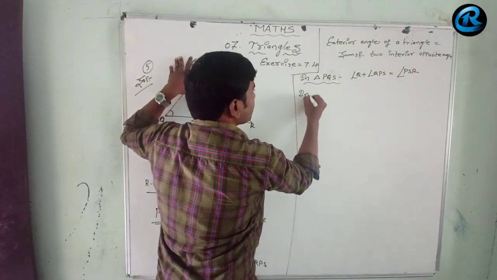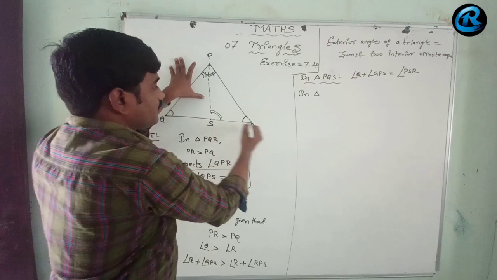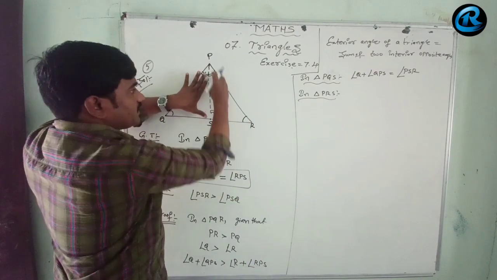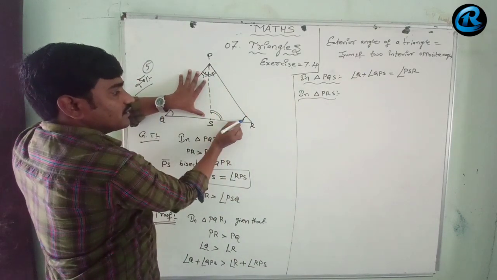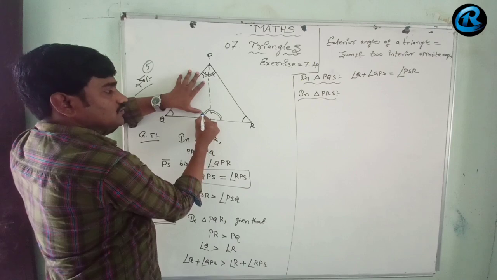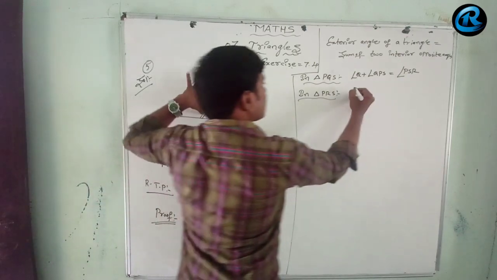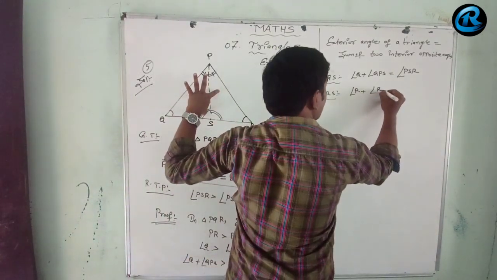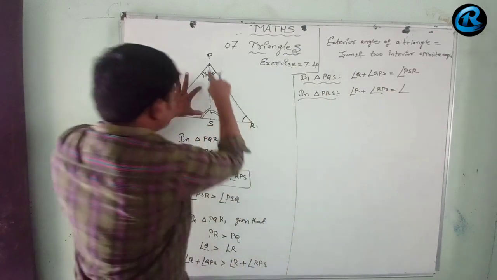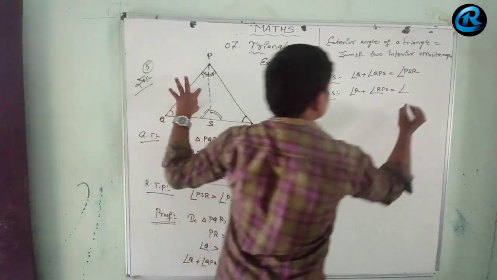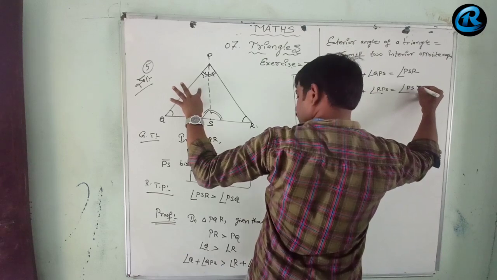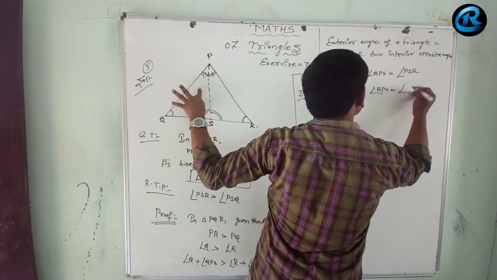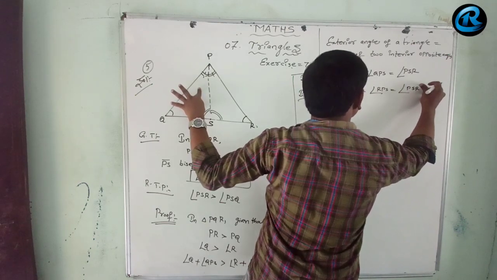So in triangle PRS, now ఈ ట్రయాంగిల్ తీసుకుందాం. ఈ రెండు ఇంటర్నల్ యాంగిల్స్ కదా, దీనికి ఆపోజిట్ ఎక్స్టర్నల్ యాంగిల్ ఏంటి? ఇది. So this will be the external angle. So now angle R plus angle RPS is equal to, what is the external angle? Angle PSQ. So we have to prove that PSR is greater than PSQ.